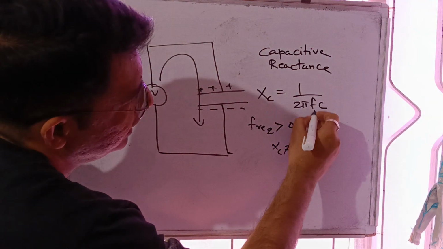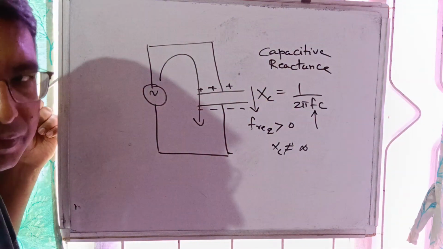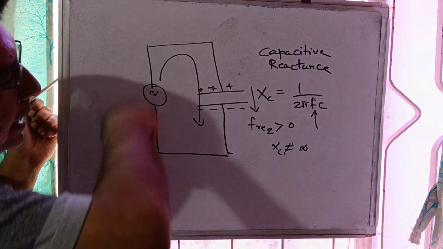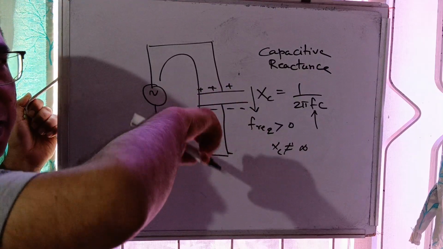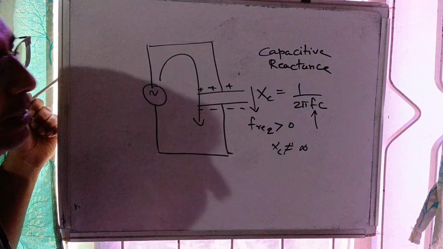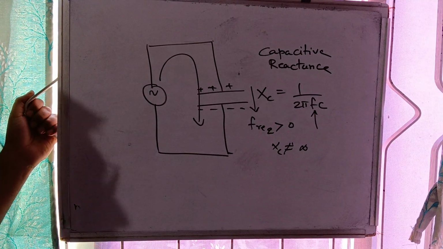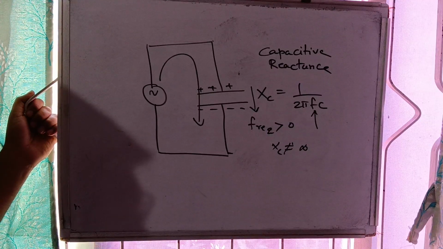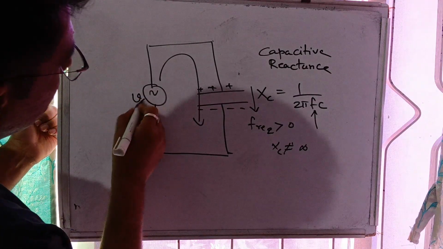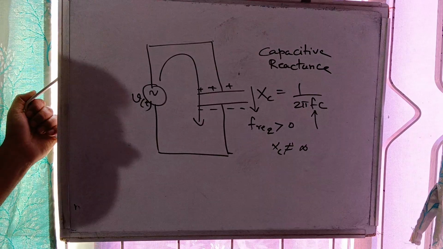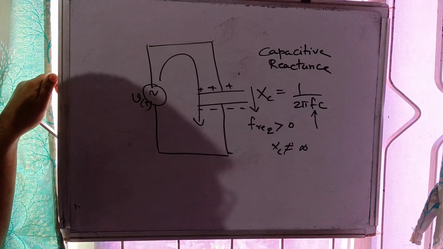Now if frequency increases, then Xc will reduce. Now in that case, a faster exchange of charge takes place, and as a result there is less opposition to the flow of charge. Clear? So this is the behavior of the capacitor under AC as well as under DC.